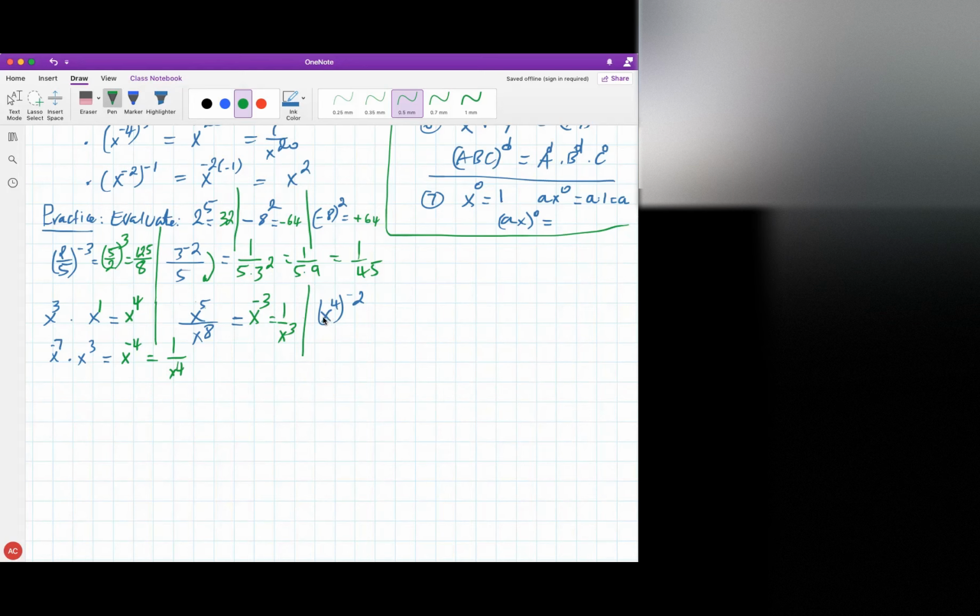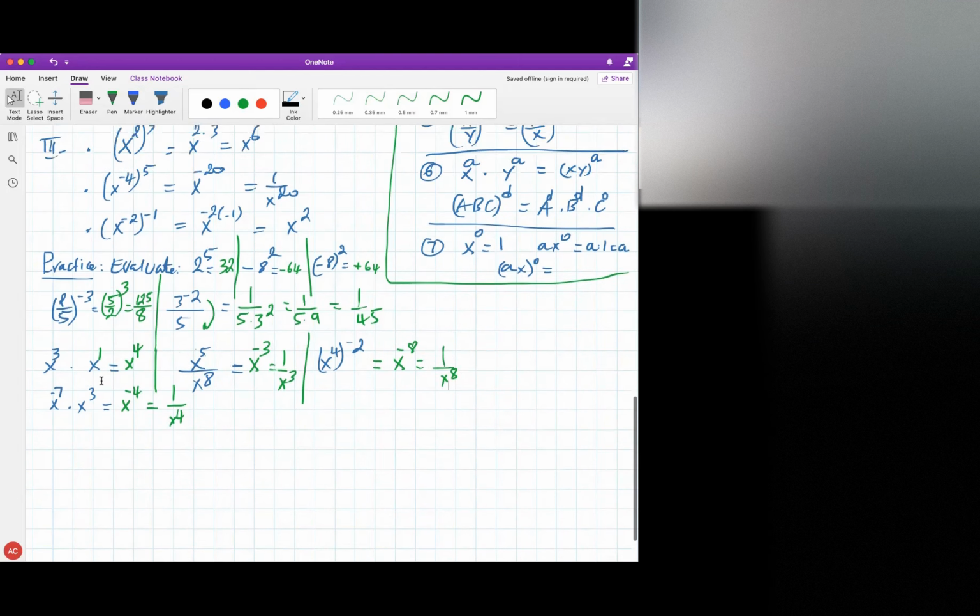Finally here, we have one base, x, and two powers. What do we do with the 2? Multiply. So x and the power 4 times negative 2 is negative 8. That's right. I'm going to flip it to give 1 over x to the 8. And again, flip it if you end up with a negative power.